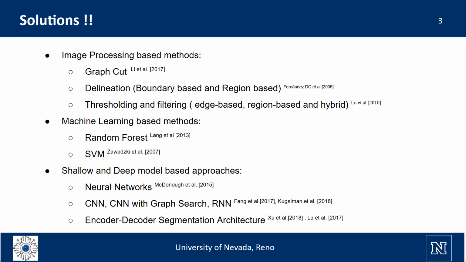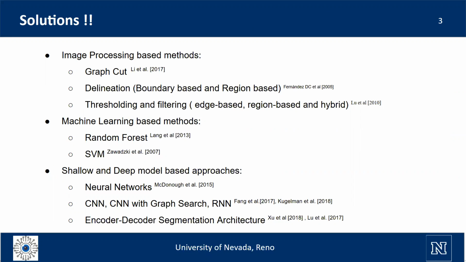Different techniques have been proposed so far, ranging from image processing using edge detection and graph path segmentation. Machine learning approaches have also been proposed, whereas SVM and random forests are utilized to diagnose these conditions. And most recently, deep learning models have achieved state-of-the-art results in different classification and segmentation tasks.